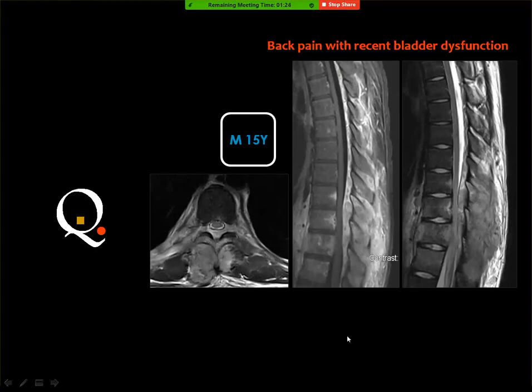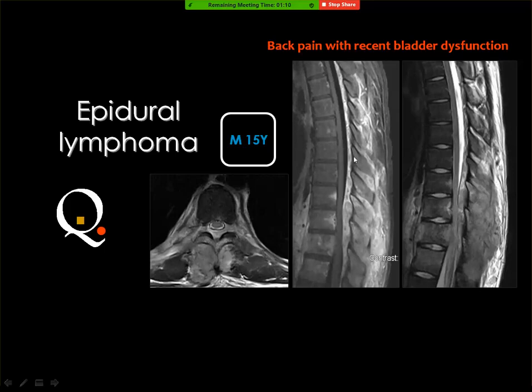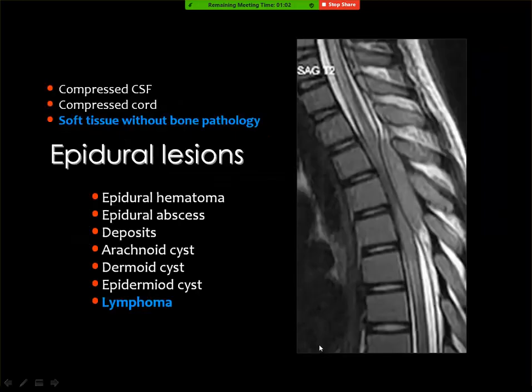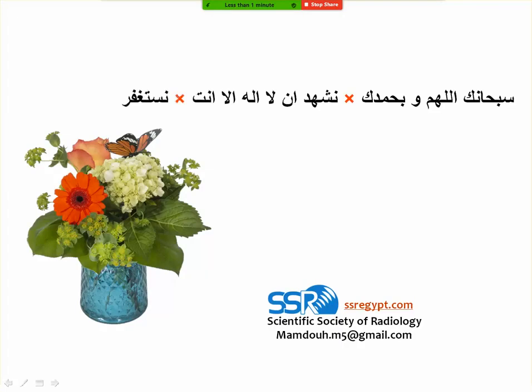I think this is the last case, and we have about two more minutes before the closure of the Zoom. Lymphoma or epidural abscess? Yes, and you have an epidural lymphoma. This is a good possibility because of the enhancement and the extraosseous soft tissue component, which is also seen in the axial images. And this is the differential diagnosis of epidural lesions, which include hematoma, abscess, deposit, arachnoid, dermoid, epidermoid, and the lymphoma. Thank you very much.